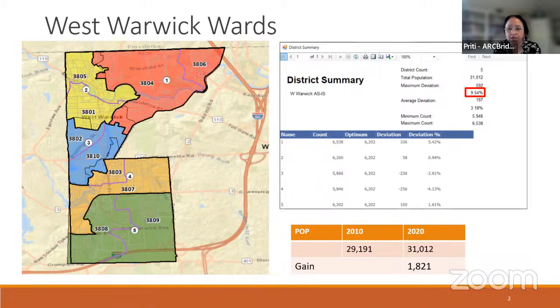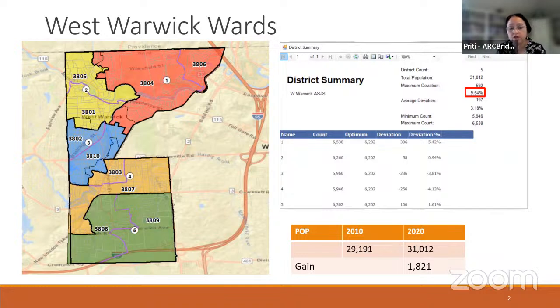5.42% deviation. Now, District 2 is pretty good. It has only 58 people more, and that looks pretty good. But wards 3 and 4 are short 236 and 256 people, and Ward 5 has 100 people more. So when we look at all these numbers, we compute something called the maximum deviation. The maximum deviation is the difference between the least populated and the most populated district. And when we compute that, we get 9.54%.